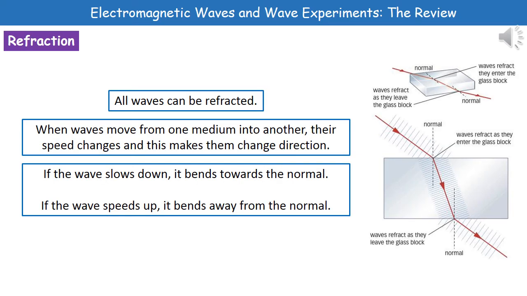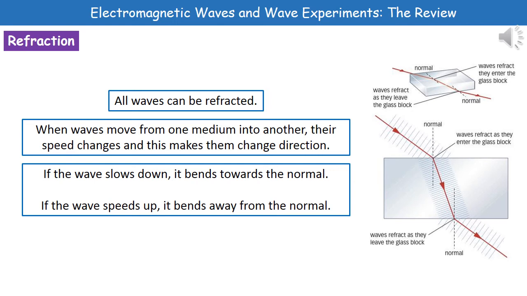Second type of behavior is refraction. Again, all waves can be refracted. What we find is that when our waves move from one medium into another, we see a change in speed. And because one side of the wave hits first, that means the wave changes direction. If the wave is slowing down, it's going to bend towards the normal, whereas if the wave speeds up, it bends away from the normal.